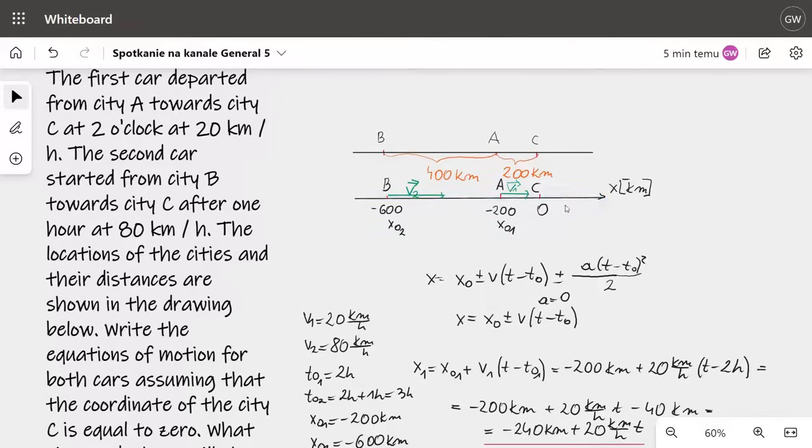Coordinate of city C is equal 0. So coordinate of city A is equal minus 200 kilometers and coordinate of city B is equal to minus 600 kilometers.